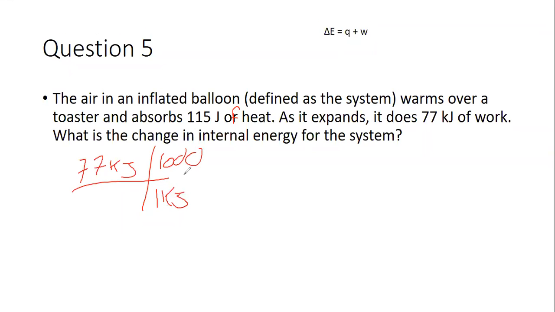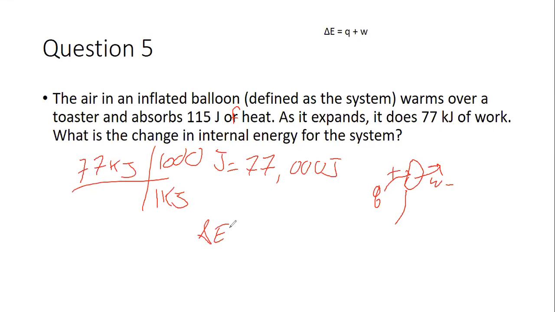So kilojoules, right? It's 1,000 joules. So this is 77,000 joules. If I have a balloon and it's doing work, so work's negative. If it's getting heat put into it, heat's positive. So delta E equals 115 minus 77,000 joules. You could also put the 115 in kilojoules if you wanted to.